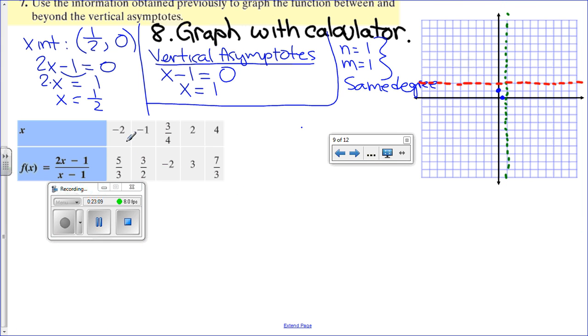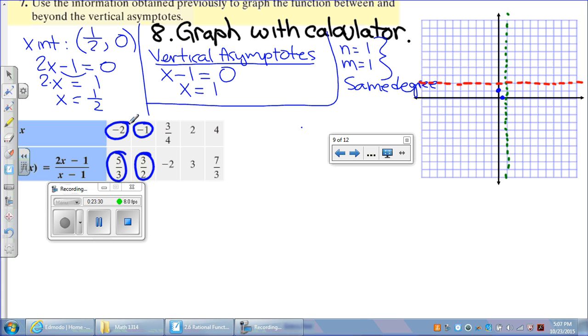And so you can see here what's happening on the left side of the vertical asymptote. So when x is equal to negative 2, you get a y value of 5/3. When x is equal to negative 1, you get a y value of 3/2. And so we're going to use that information to finish out plotting our graph.